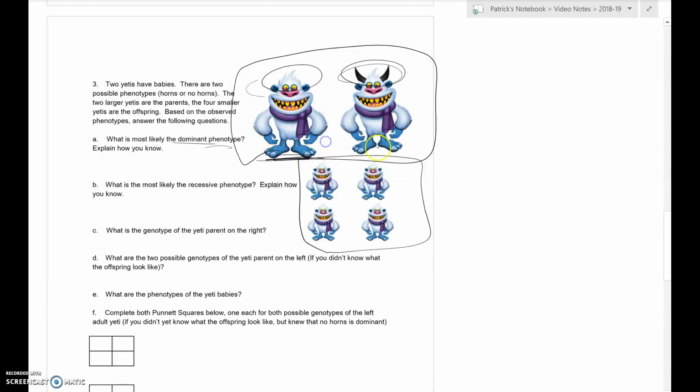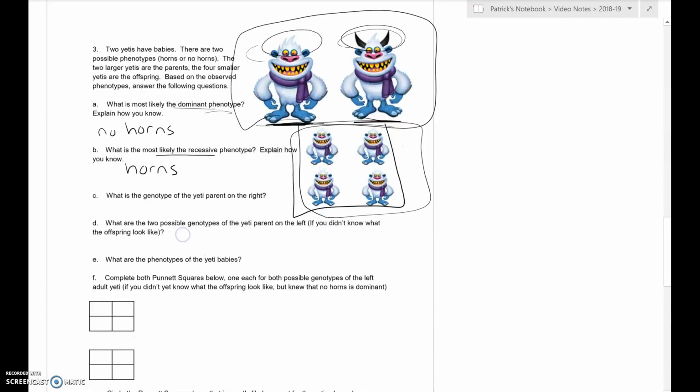We had one parent with no horns and one parent with horns, and all the babies ended up with no horns. So this should look kind of familiar. This was what Mendel looked at when his first F1 generation when he bred 2 pure breeding individuals. So this would indicate to me that no horns is probably dominant because there are more of the offspring with that trait. So no horns, and so therefore having horns is most likely the recessive phenotype there.